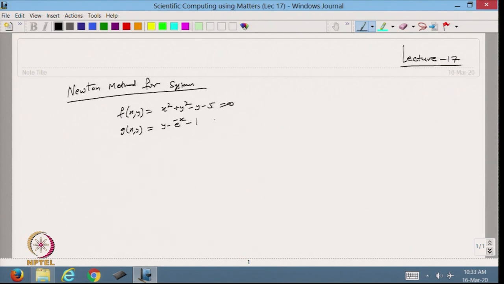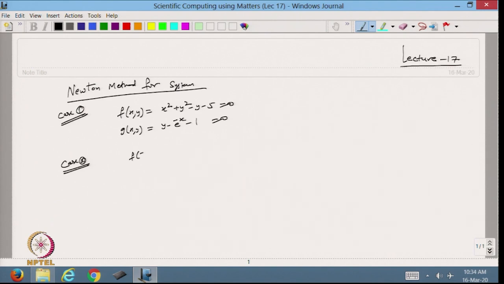So I now have two equations that are functions of two variables x and y, and I want to find the roots of these equations. So this is case one, which we will solve using the MATLAB code. Now I take case two, that is how we can find the complex root.